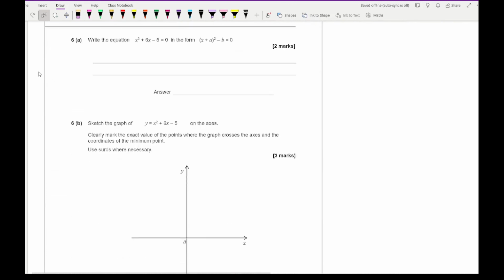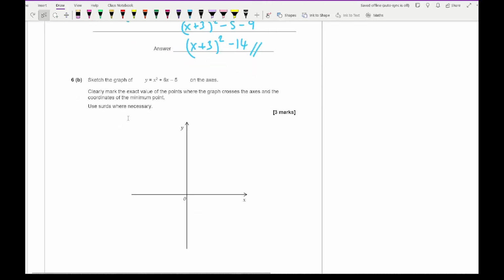For question 6a, it says write down the equation in the form we used to complete the square. So again here we've got x squared plus 6x minus 5. I halve the 6, which is 3, and then I take away the number inside the bracket squared. That gives me x plus 3 squared minus 5 minus 9, which gives me x plus 3 squared minus 14. It then says sketch the graph of that on the axis, clearly stating what it is.